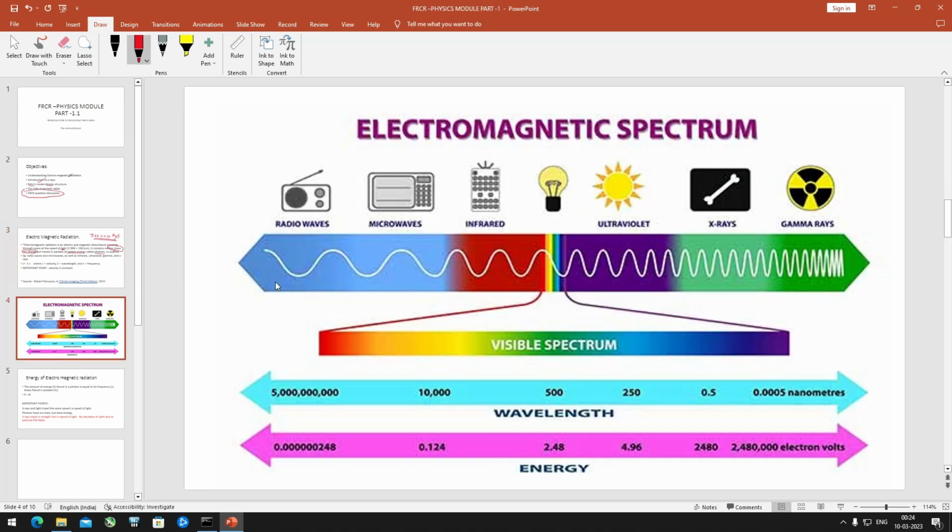To understand that, you should understand this image. It's a very simple representation of the entire electromagnetic spectrum, with the middle being the visible spectrum of light. This is the approximate wavelength of each.